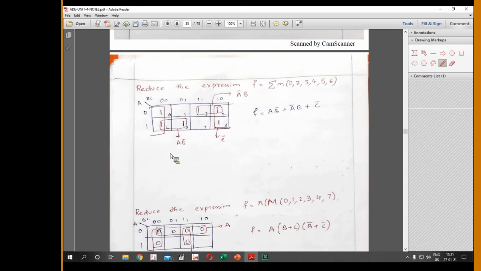If that is also not possible, then that corresponding minterm is called an isolated minterm, which doesn't have any adjacency. The minterm which cannot be formed in any pair, quad, octet or double octet formation is called an isolated minterm, and that isolated minterm will be written as it is. Okay, right.